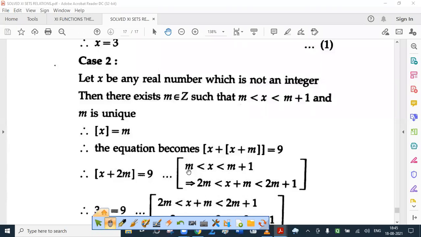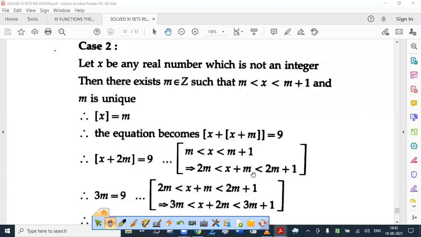Now add m to this. So m plus m, 2m. 2m less than x plus m less than 2m plus 1. Right? I hope you are getting this. And therefore, I can say that this is nothing but x plus m plus x, that is x plus 2m.